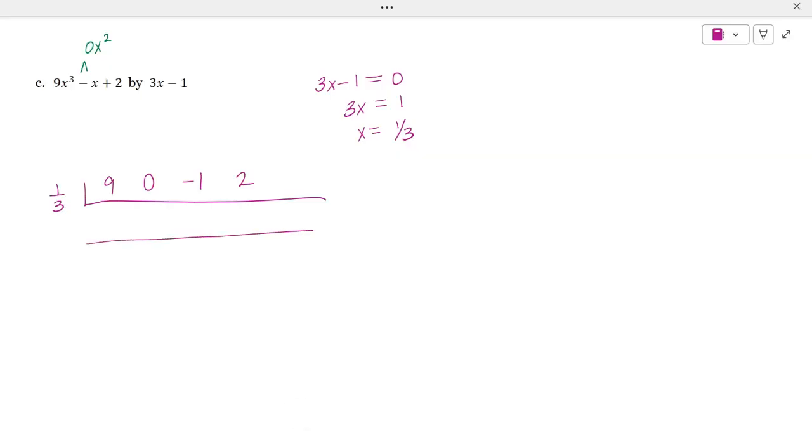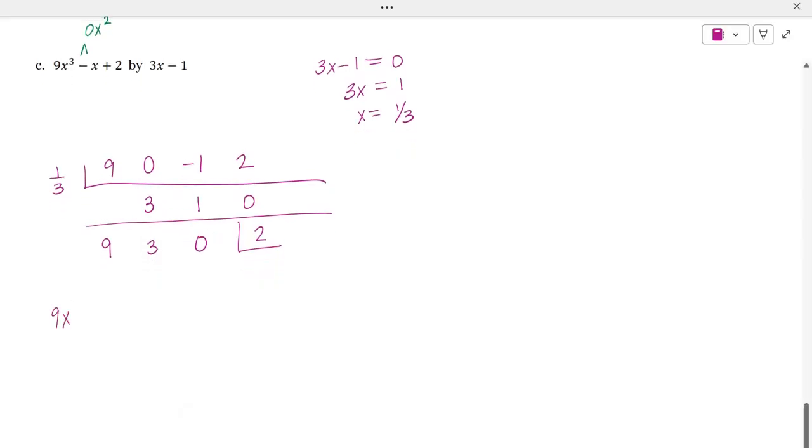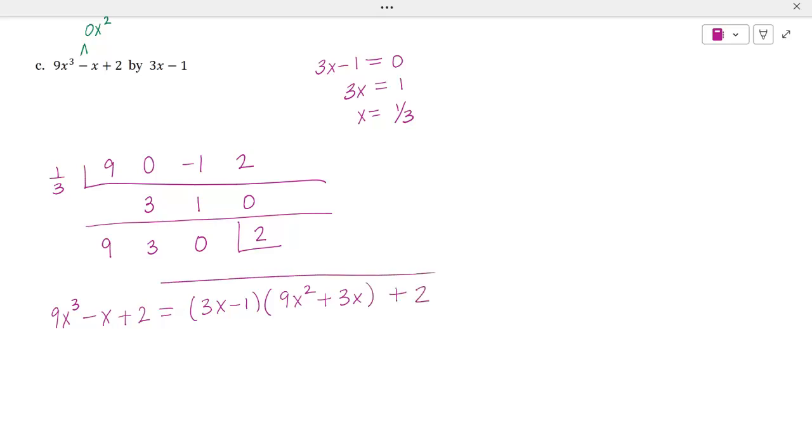All right. Bring the first number down and then multiply. 1/3 times 9 is 3. We add down. 3 times 1/3 is 1. When we add down, we'll get 0. And then 1/3 times 0 is 0. So our remainder here is 2. So 9x cubed minus x plus 2 is equal to 3x minus 1 times 9x squared plus 3x, and then plus 2 for our remainder.